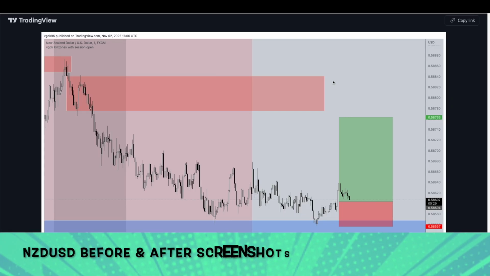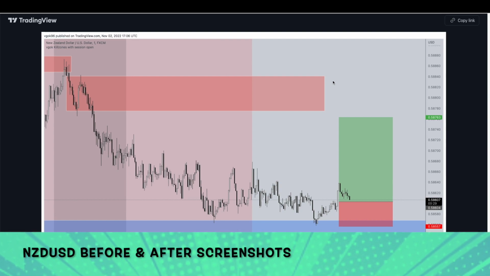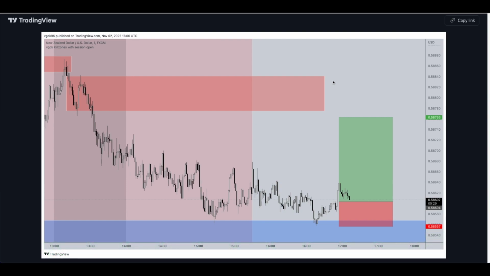So now that we've just gone through the GBPUSD full trade breakdown, I'm going to go over the similar, pretty much exactly the same trade. It looked very similar indeed, but on a different pair, New Zealand dollar against the US dollar. And again, it was around the same time, so I was executing this trade and the one before that we've just gone through for that FOMC statement.